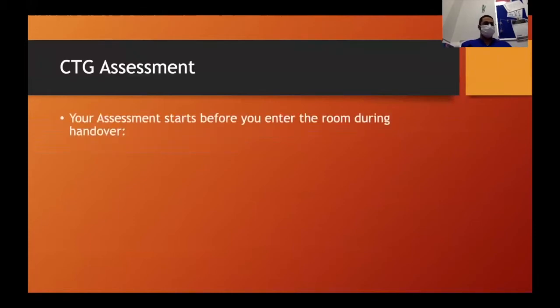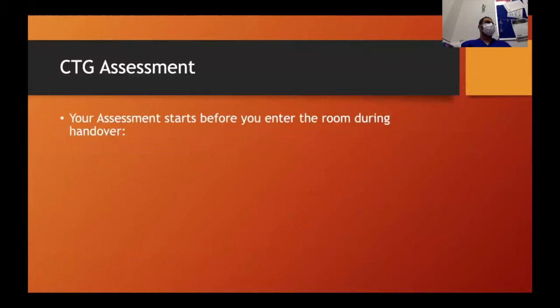So how do we assess CTGs? How do we assess fetal monitoring? Remember that fetal monitoring is only part of the entire clinical picture. We don't assess fetal heart rate traces, we assess the fetus. That is our concentration. We're trying to make sure that baby and mom are both well. Does that make sense? So it's only part of a big, big picture.